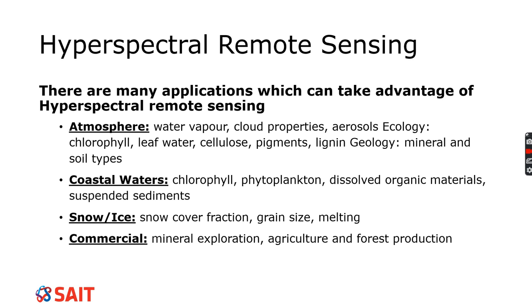Snow and ice, so we got snow cover, grain size of snow, melting rates of snow. So there's two different stages that snow goes through before it starts to melt, and you can actually identify that with hyperspectral. And last but not least, you have all kinds of other commercial stuff, so mineral exploration, agriculture, and forest production. So again, open your mind and think, what could I use this for an application? And then you've got it there.